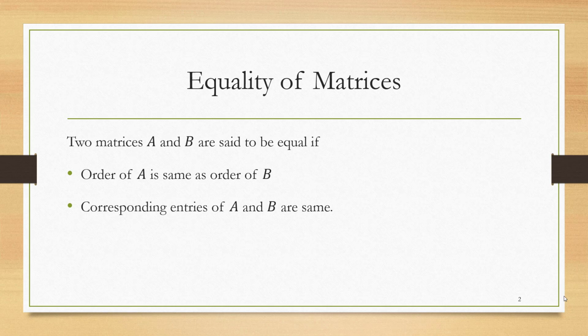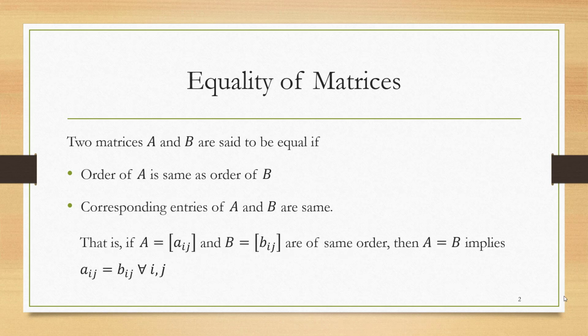What we mean by corresponding entries? It means that if the ijth entry of matrix A is Aij and the ijth entry of matrix B is Bij, both are of same order, then we say A is equal to B if Aij is equal to Bij for all ij. Let's understand through a few examples.